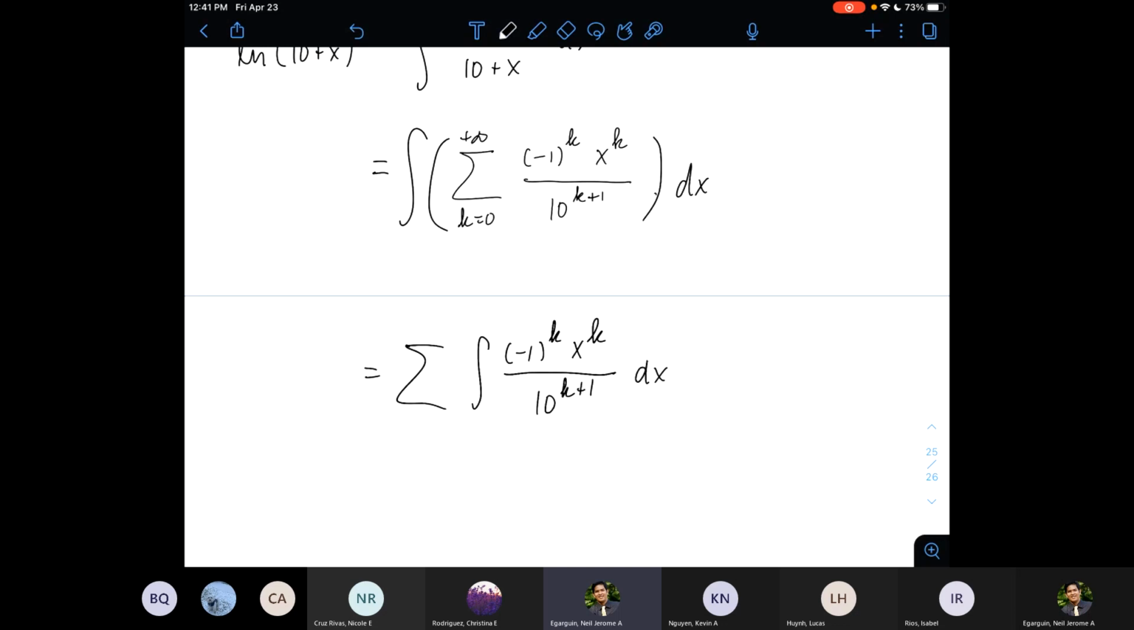But be careful with this because you can only do this for absolutely convergent series. And luckily for us, everything in Cal 2 is assumed to be absolutely convergent power series. So we can always interchange the summation and the integrals. But when you go to higher math courses, you need to check if the given series that you're dealing with is absolutely convergent. All right.